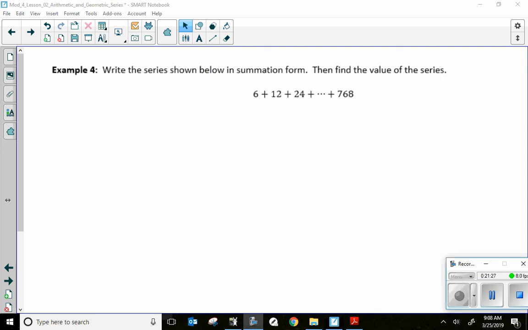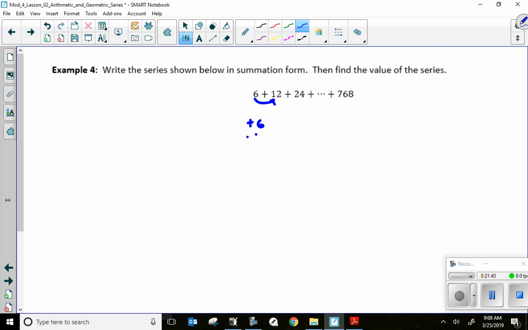All right, number 4. Write the series shown below in summation form and find the value of the series. Well, 6 to 12, you either add 6 or multiply times 2. 12 to 24, you multiply times 2. So it is a geometric series. My common ratio is 2. My first term is 6.